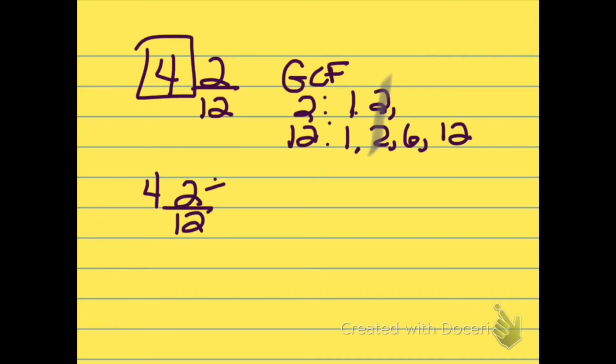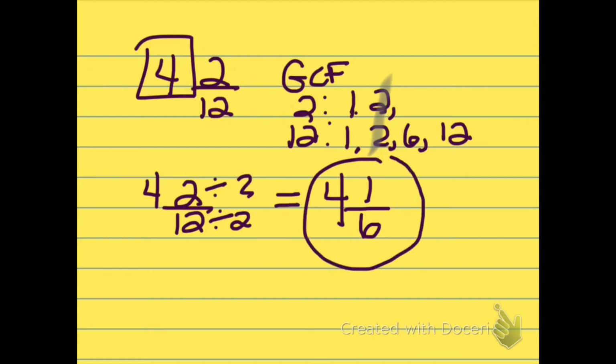We're going to divide the top by 2 and the bottom by 2 because that's what our GCF wants us to do. And it's going to equal 4, and 2 divided by 2 is 1. 12 divided by 2 is 6. Okay, we are now at our simplified form of the fraction.